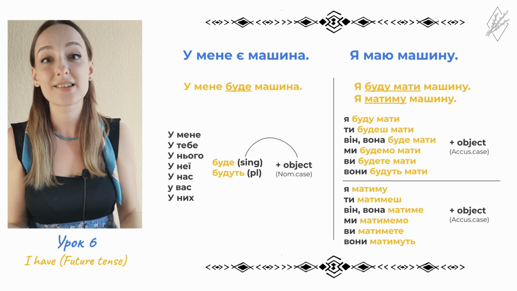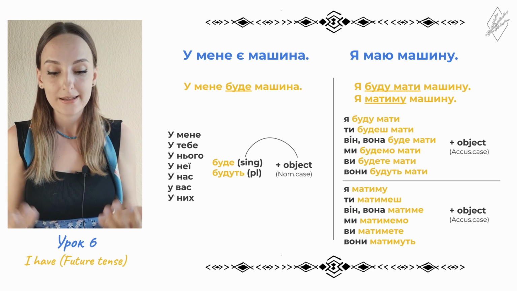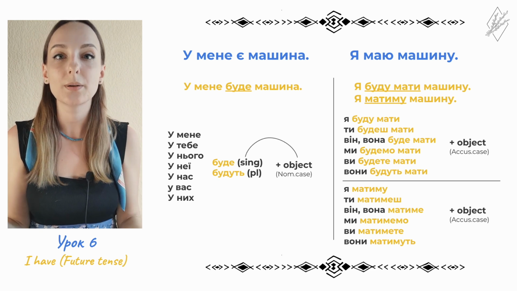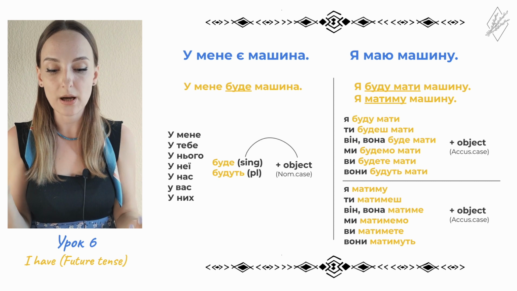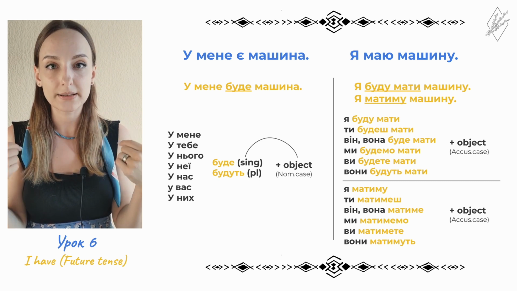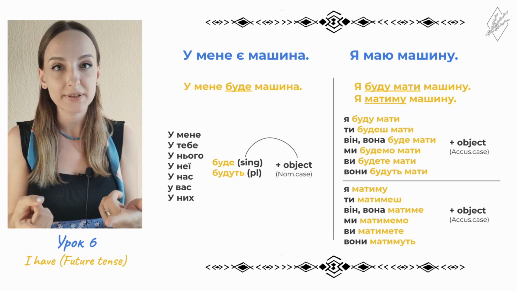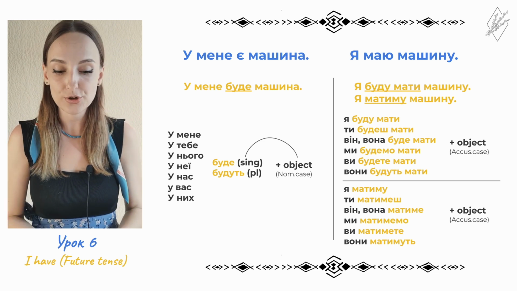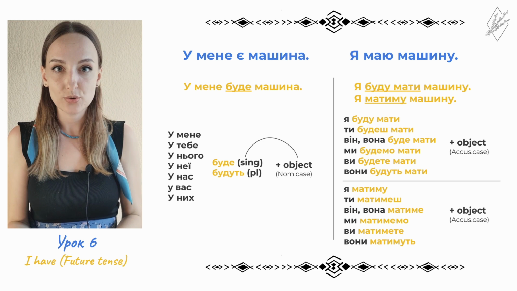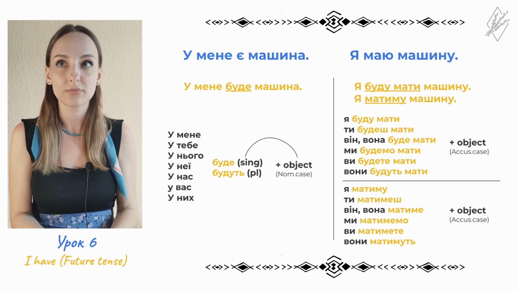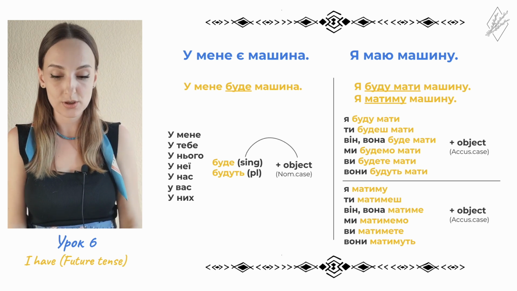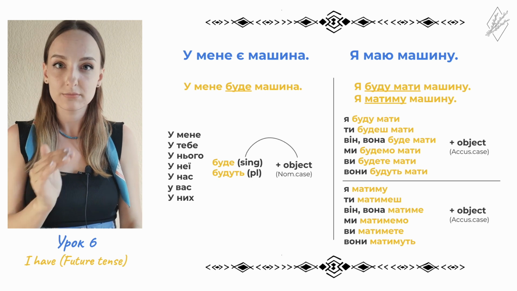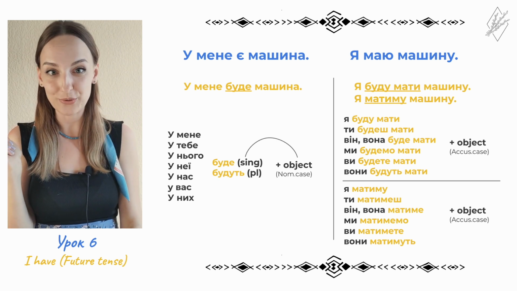These are its conjugations in the future tense. Я матиму, ти матимеш, він, вона матиме, ми матимемо, ви матимете, вони матимуть. Of course, you can also memorize those forms, but I think in the beginning it's better to use у мене буде, у мене будуть. It's more simple.